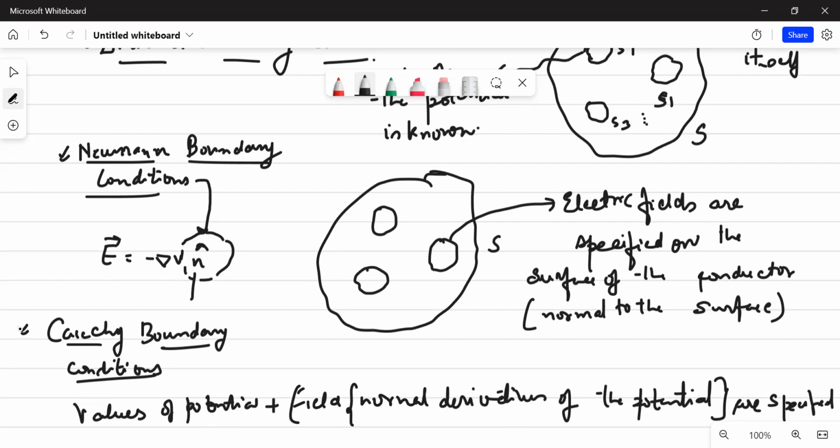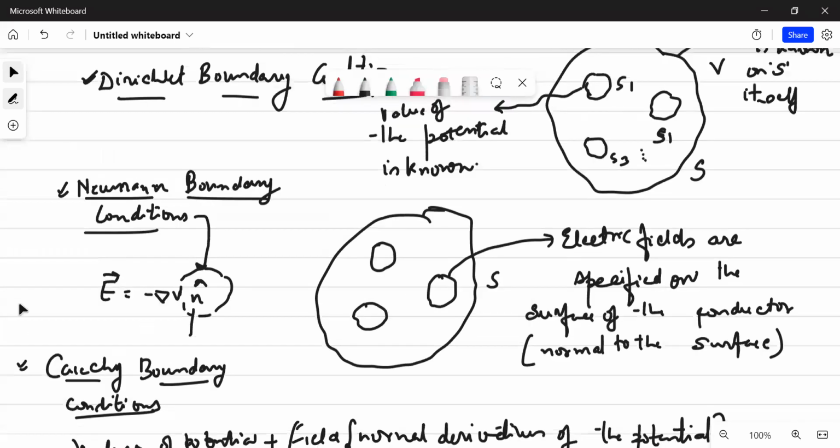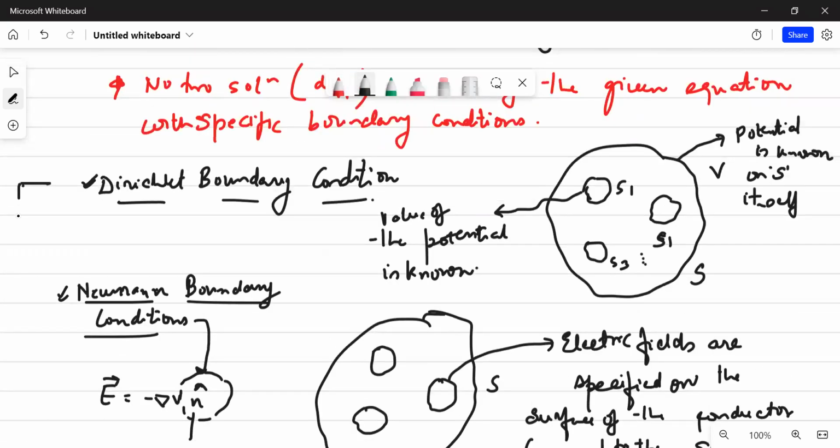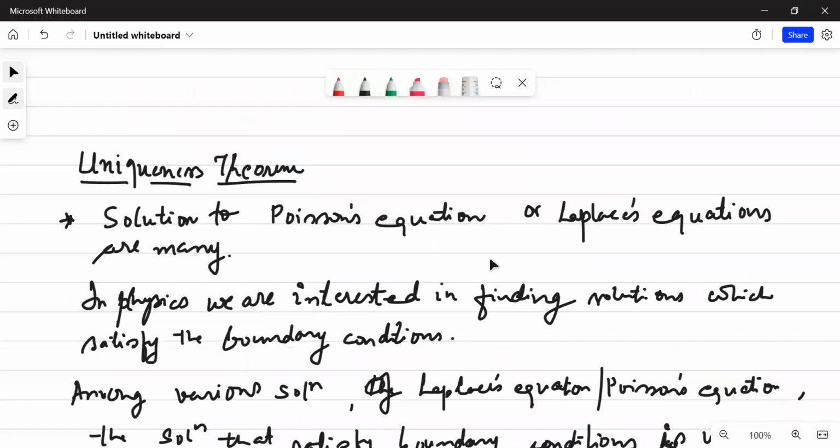So uniqueness theorem. In uniqueness theorem, we'll stick to these two conditions. That is, we will be either saying that the values of the potential are defined on the surfaces, or we'll be considering the Neumann boundary condition. So whenever we talk of uniqueness theorem, we'll be applying it to the cases of Dirichlet boundary conditions, where potential is known on the boundary or on the different surfaces, or electric field is known on the surface or the boundaries. Okay, is that clear?